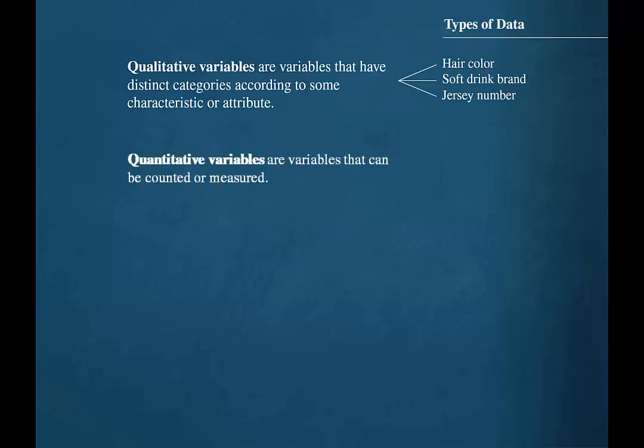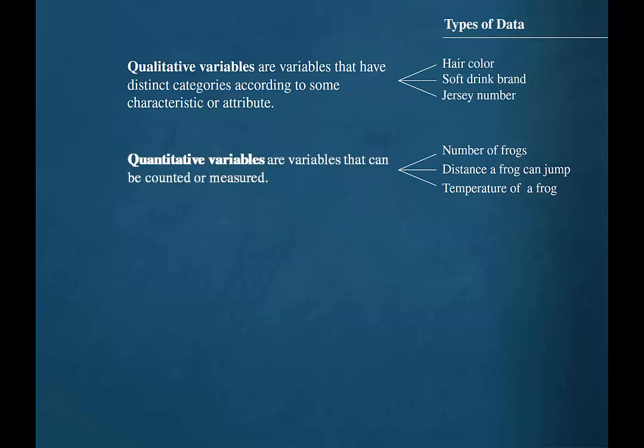Quantitative variables are variables that can be counted or measured. For example, the number of frogs in a jumping contest would be countable and therefore quantitative. Other examples would be the distance a frog can jump or the body temperature of a frog.